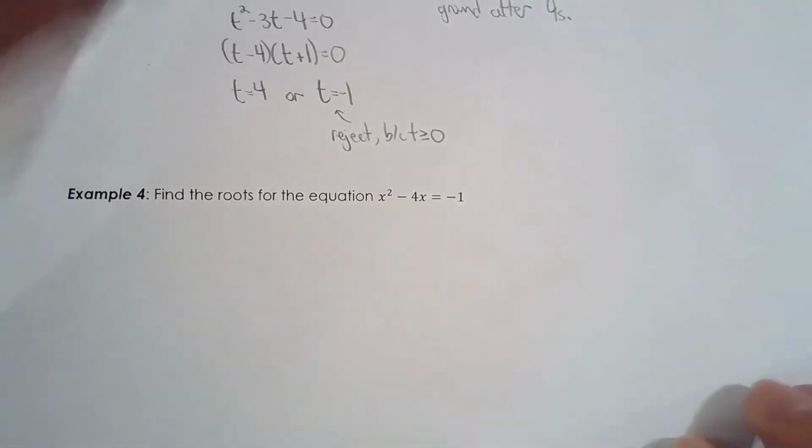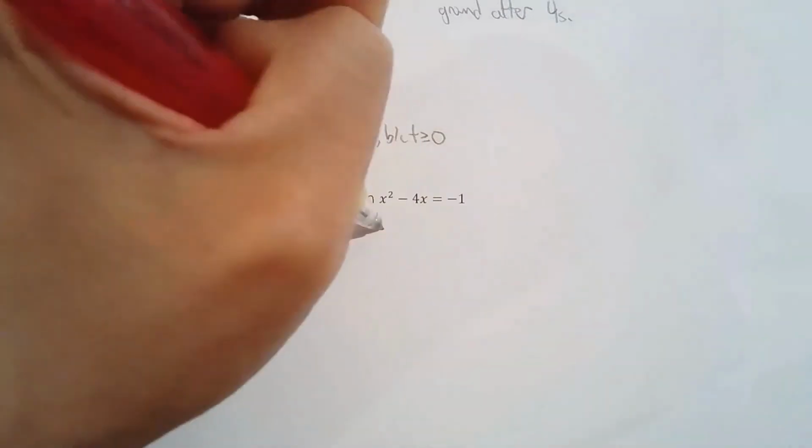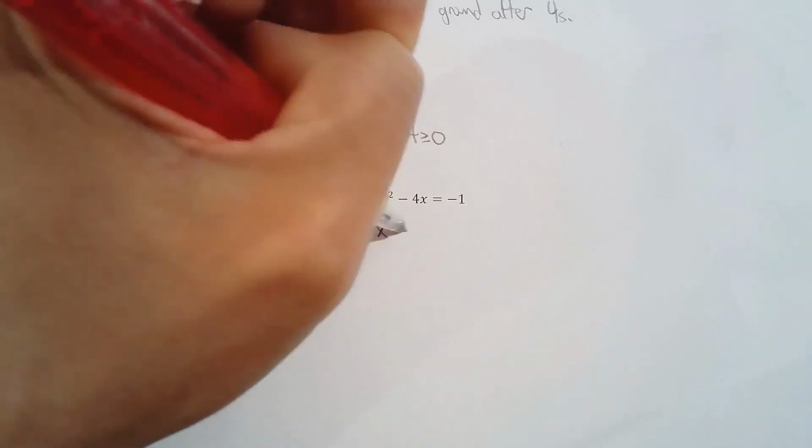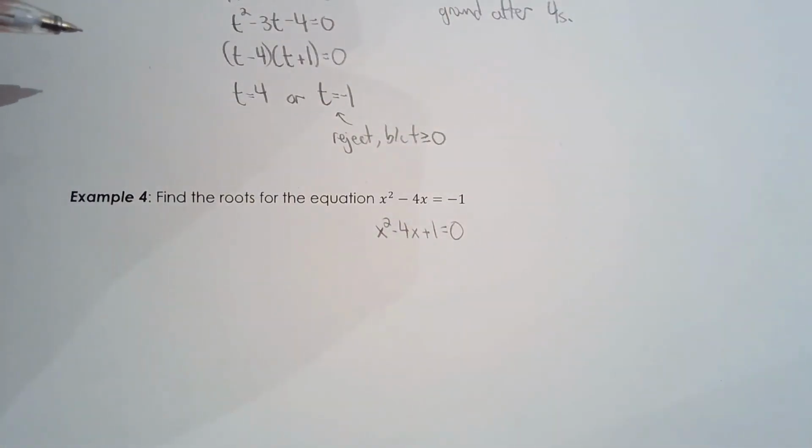All right, find the roots to the quadratic equation. Seems easy enough. Let's do it. x squared minus 4x plus 1 equals 0. What multiplies to 1 and adds to -4? Wait a minute. I can't factor this.